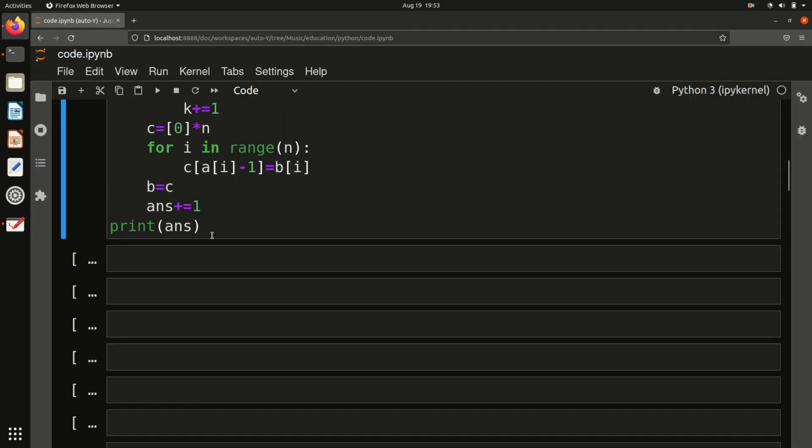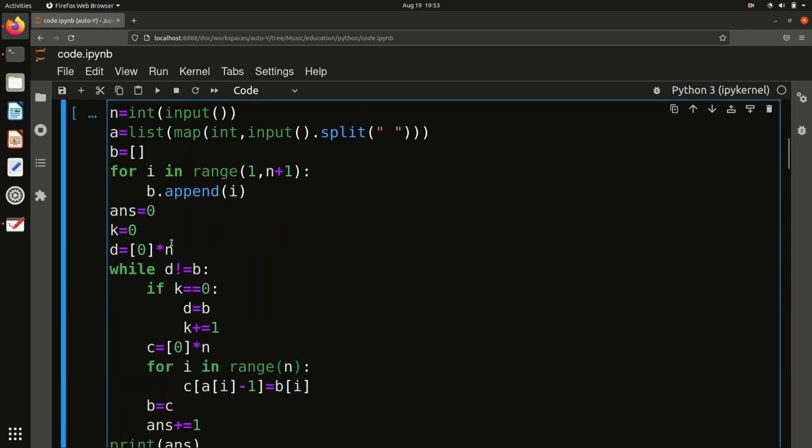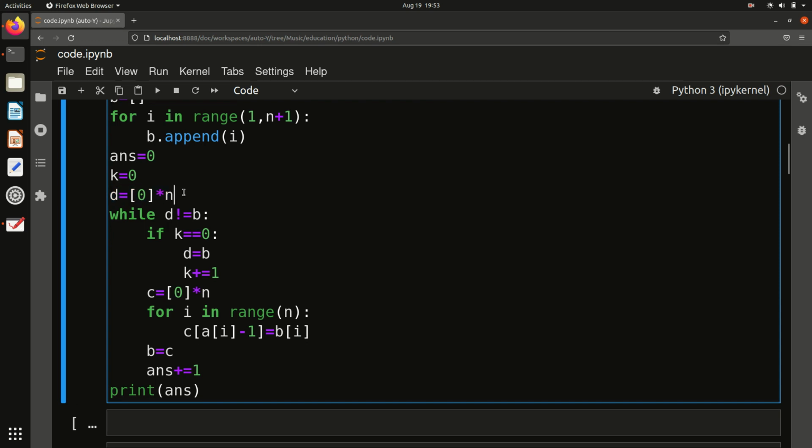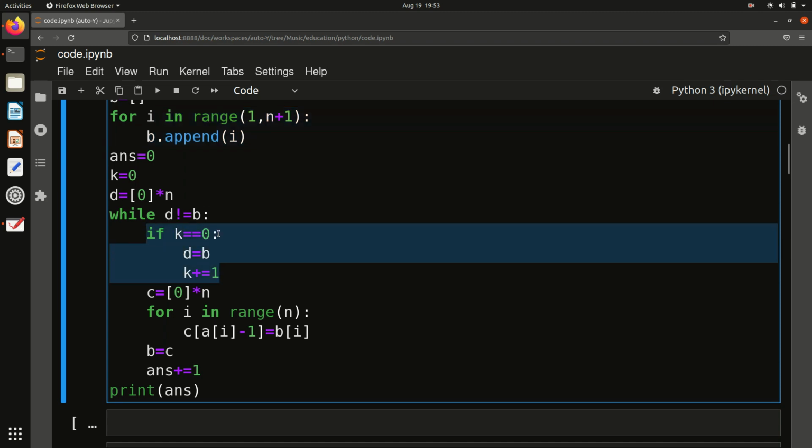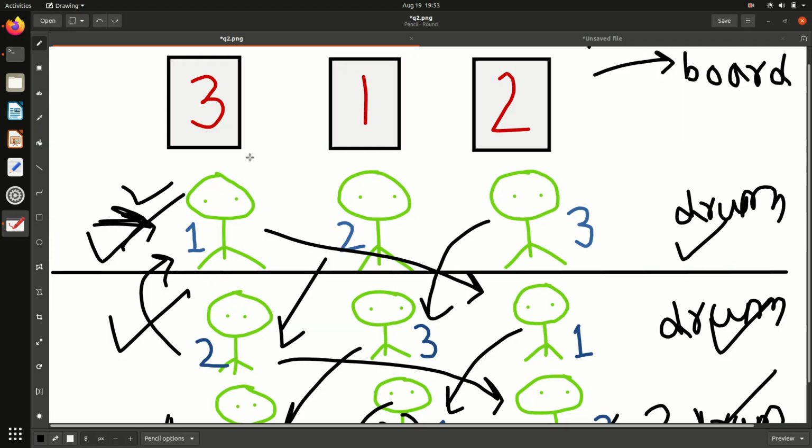So for that, in the while loop, what I have done is I have made a dummy d, and d is not equal to b, because b will be 1, 2, 3 initially. Now after the iteration, just as it goes inside the while loop, I change the value of d to b. So now d will be the original b, that is the initial position, and then I increase k plus 1. Now this line of code will no longer be run. So in simple terms, I have stored d as 1, 2, 3.